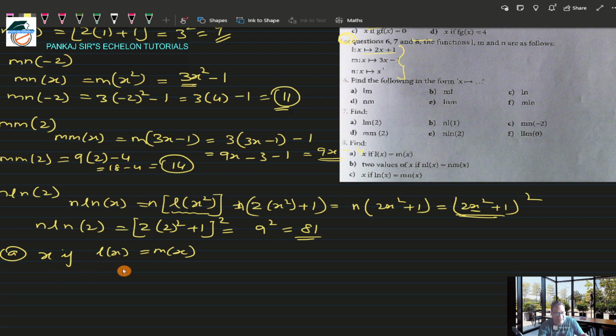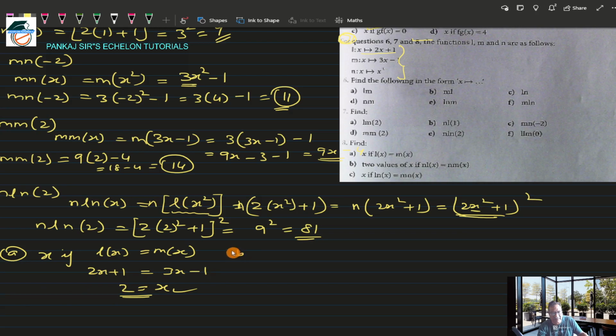8 one. So L of x is what? It is 2x plus 1, and m of x is what? It is 3x minus 1. Now just rearrange them. So 3x minus 2x would be x and 1 plus 1 would be 2. So for the first one, I get x equal to 2.